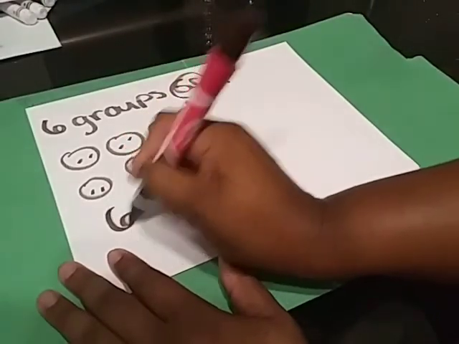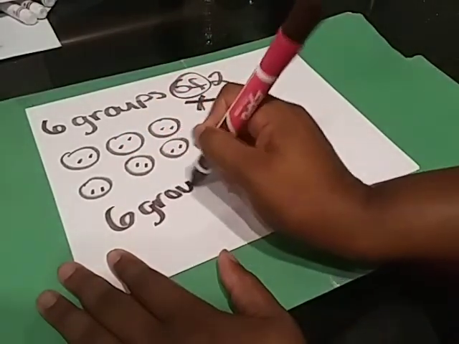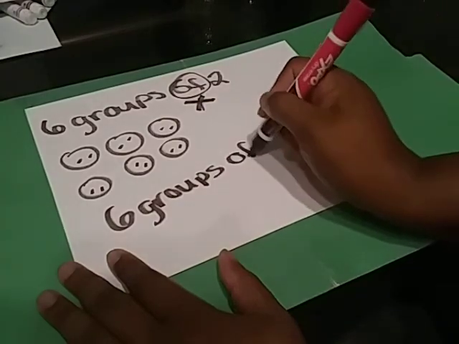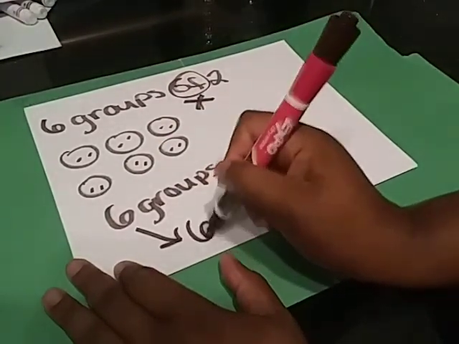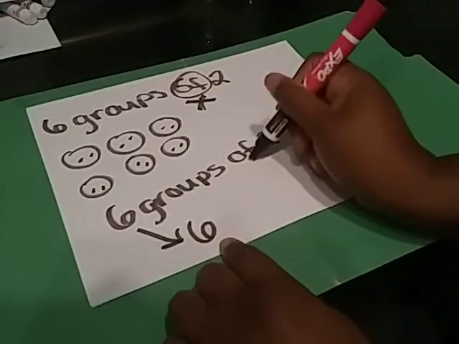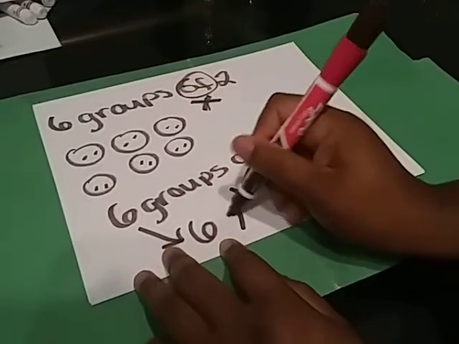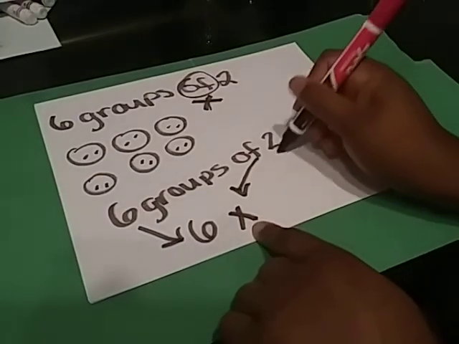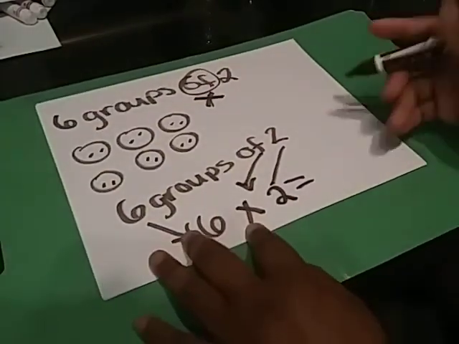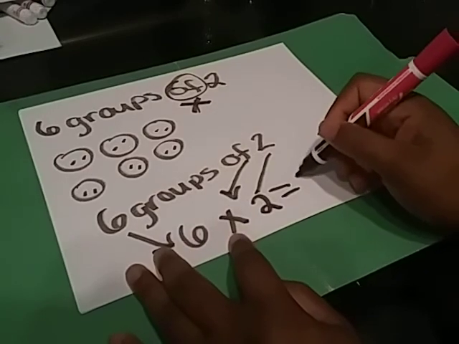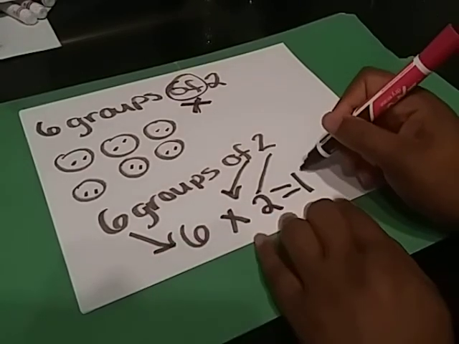6 groups. I'm going to write it here again. Bring this down. 6 representing the groups. Of means x, meaning I'm multiplying. That means I have 2 in each. 2 is being repeated 6 times. I should have a total of 12.